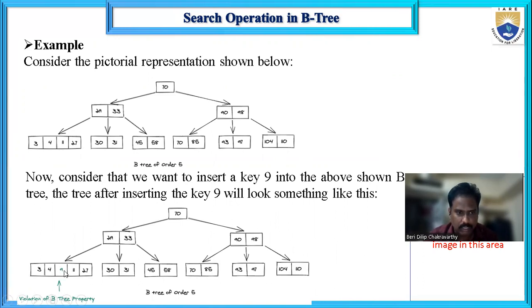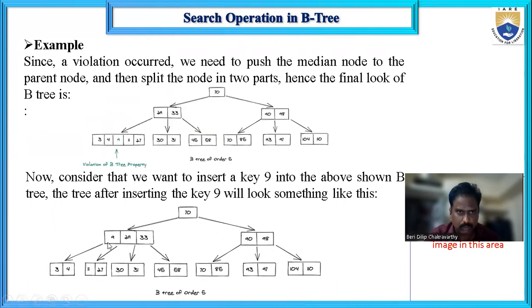So now I need to insert 9. If I insert 9, it becomes 5 elements. At that time, what will I do? As we have seen, we need to split the node and send one element upward. As the violation of the rule came, we just split it. Observe here 3, 4, 11, 27. Now 9 is sent upwards, and the tree becomes 9, 20, 9, 23. It looks like this.